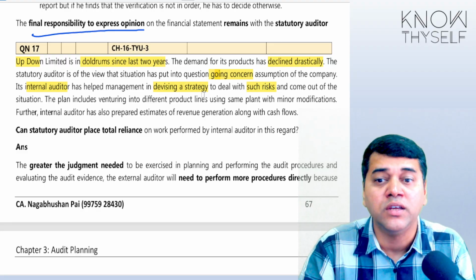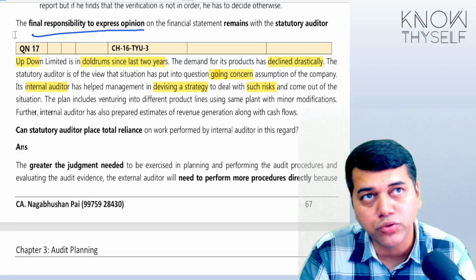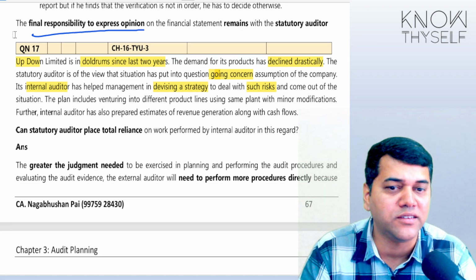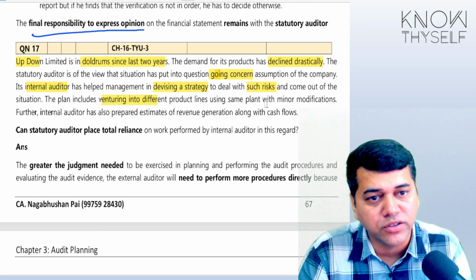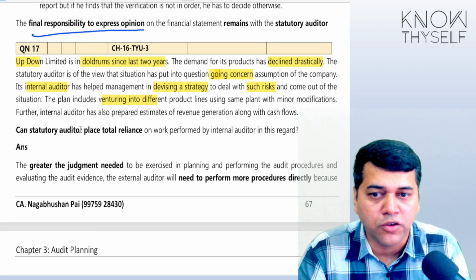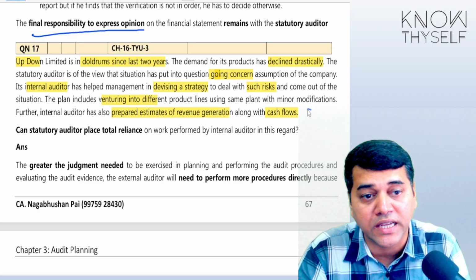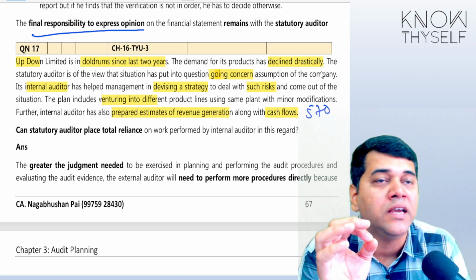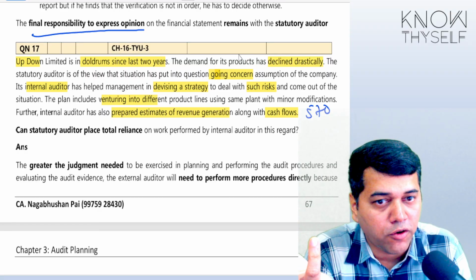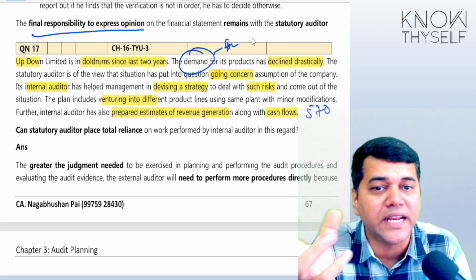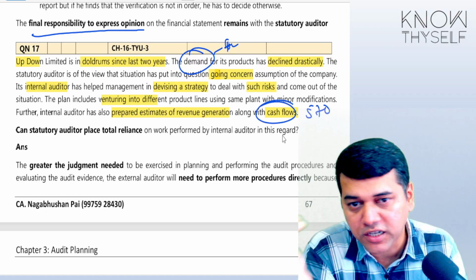Should he? Yes, because this is what consultancy work is, like how to come out of this particular doldrum, how to improve this. Can the internal auditor suggest? Yes, because that's the consultancy work to come out of the situation. The plan includes venturing into different product lines using the same plant with certain minor modifications. Now further, the internal auditor has prepared an estimate of revenue generation and also cash flow, because in SA 570 in intermediate you have seen, if you identify any instances of going concern issues, a fall in demand is one of the financial indicators. Now as part of the response, you need to evaluate the cash flows. The internal auditor has prepared it.